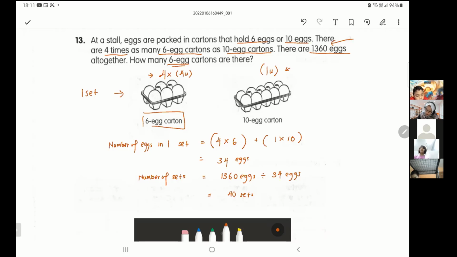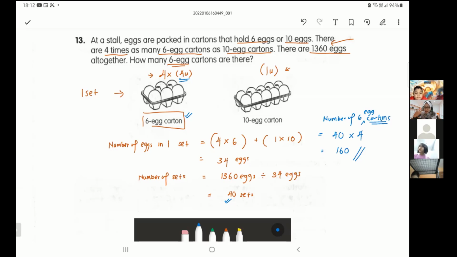So what you're going to do is, number of 6 egg cartons equals 40, this one times this one times 6 equals 40 times, not 6. I want the carton, not the egg. I also got confused. The cartons is this one, 4 units times 40, 160. There you go, 160. Okay, it is 6 egg cartons.